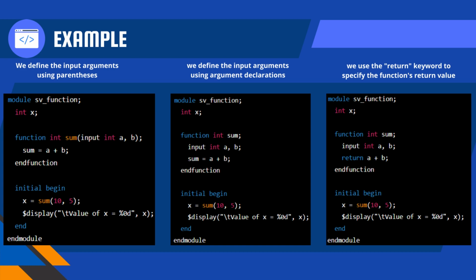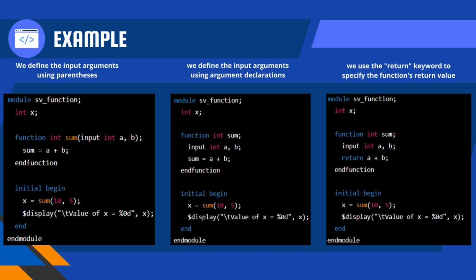In the main program, we call this function with the arguments 10 and 5 and assign the return value to the variable x. Finally, we display the value of x using the $display system function. The output of this code will be value of x is equal to 15.